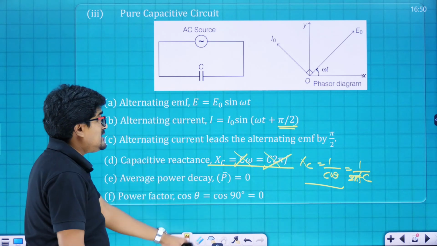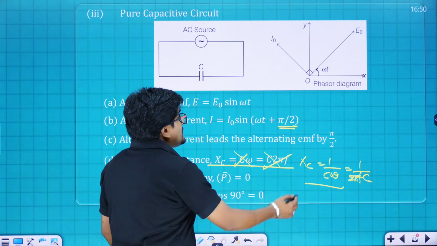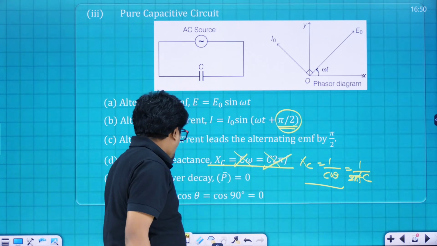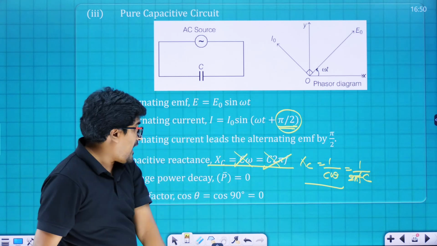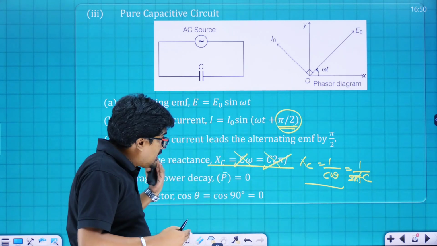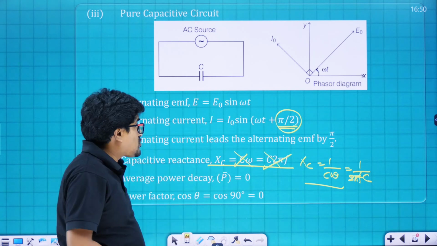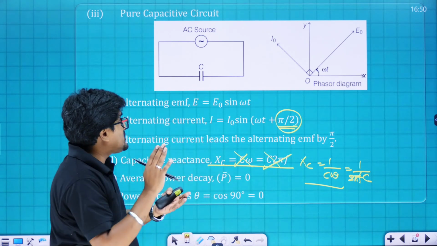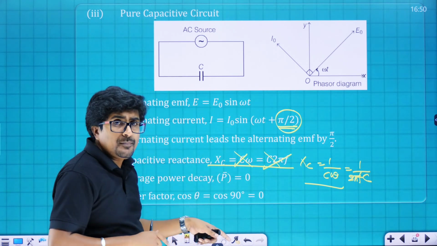All right, and in this case, since again the phase difference is pi by 2, I repeat, since the phase difference is again pi by 2, the average power, as we discussed in the earlier case, is Vrms Irms cos phi, which is 0 here, so the average power dissipated in this case is going to be 0.